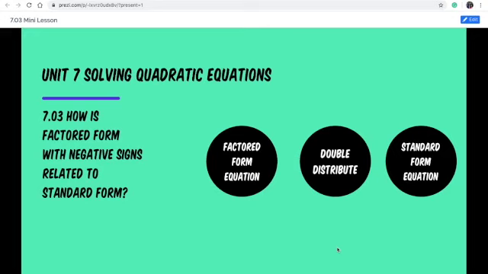Before you read the aim, I want to make sure that you have paper, pencil, and a calculator. Okay, go ahead and read the aim. Today we are continuing our work with the factored form equation, double distributing, and the standard form equation.